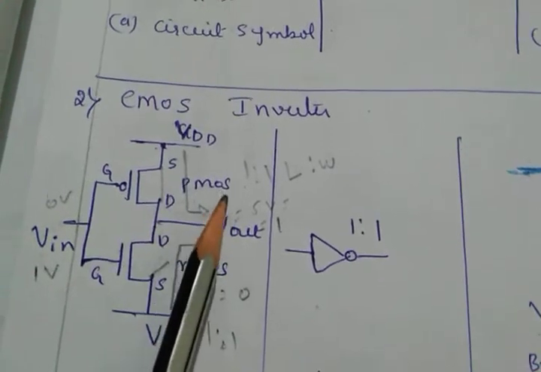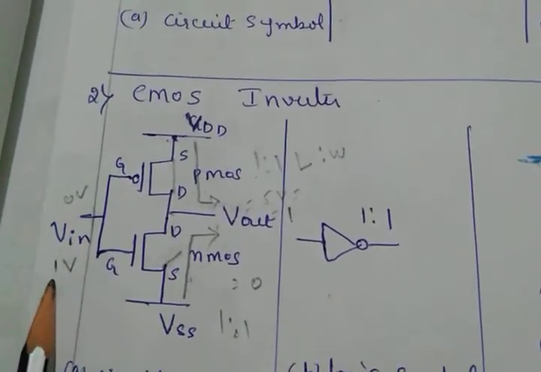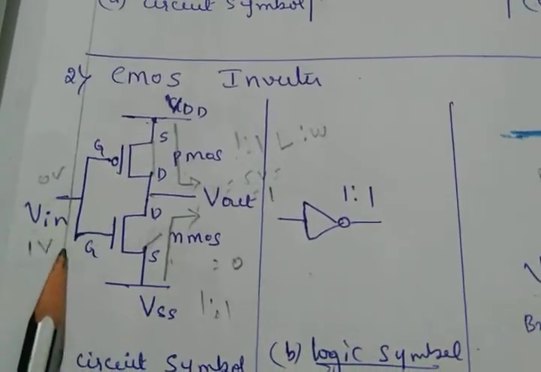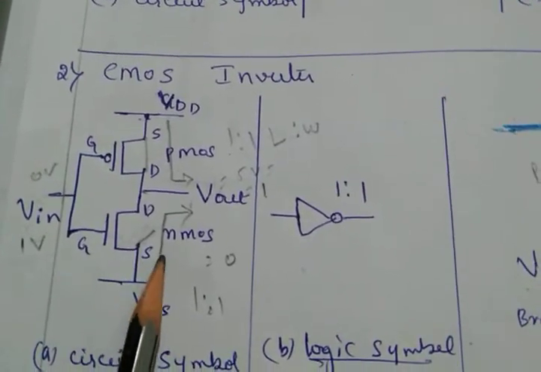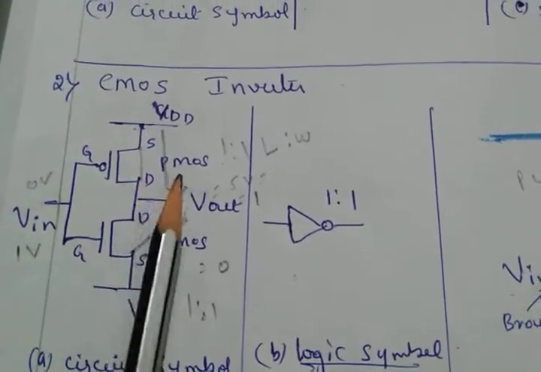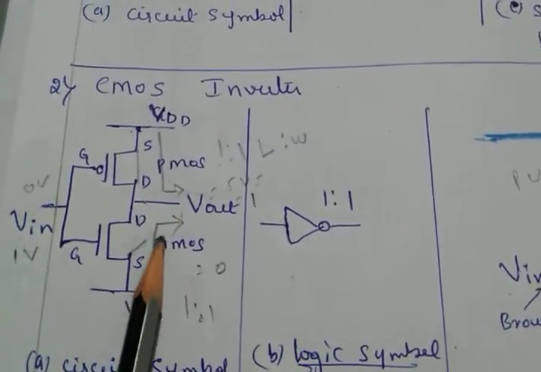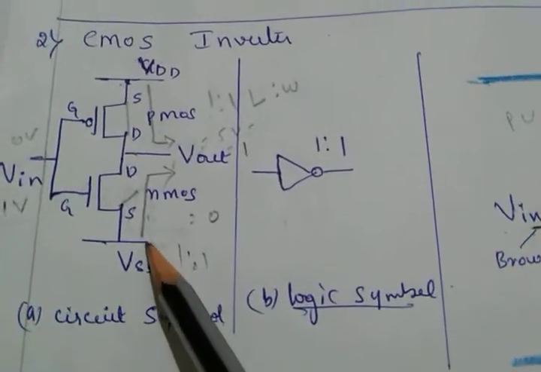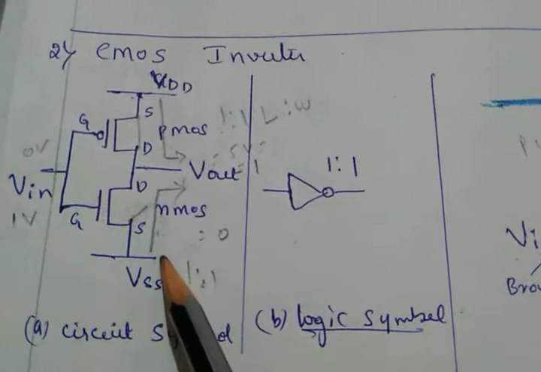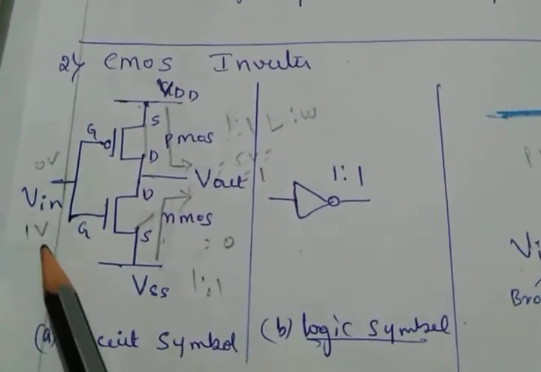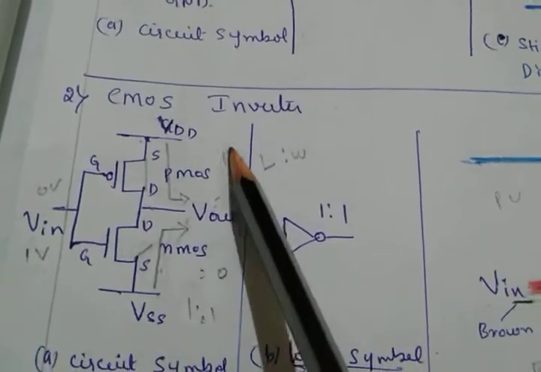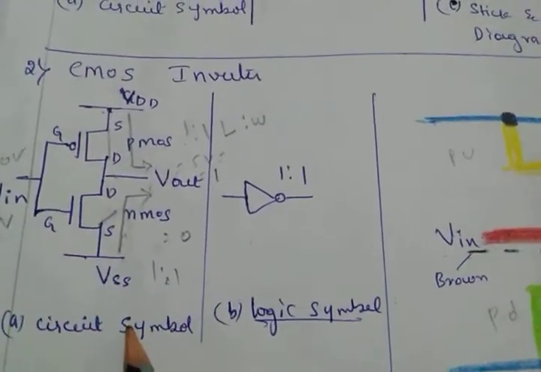Next, suppose I am giving 1 volt. If I give 1 volt, this acts like a closed switch and the PMOS is the open switch, and since it is closed, the path is from ground to here. The ground is 0 volts. If I give 1 volt, I will get 0 volts. So this is how the CMOS inverter works.